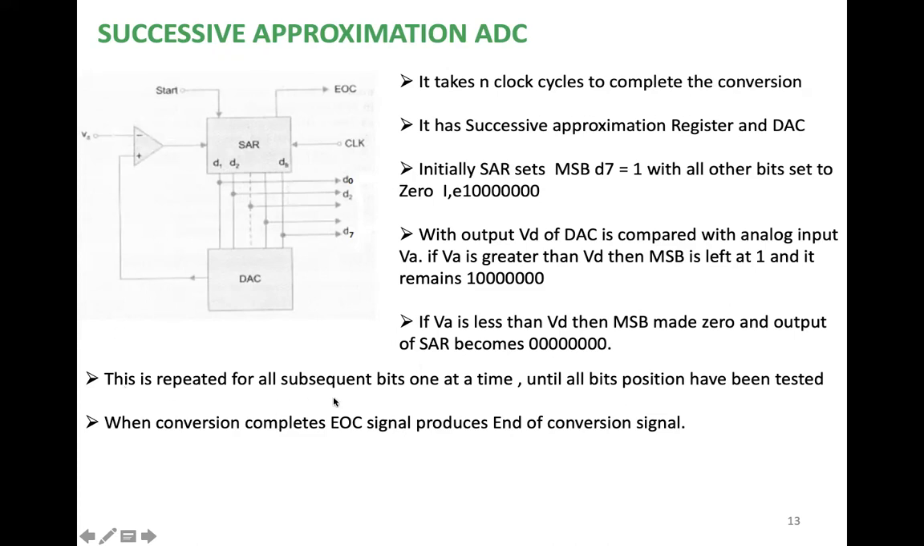This is repeated for all subsequent bits one at a time until all the bits in position have been tested. So this bit will go high, it will check, then this will go high, it will check here, here, here, here. That's why it's called successive approximation. One after the other, it checks and approximates the value. When the conversion completes, the EOC, end of conversion signal, is produced. Once we have finished testing all the bits, EOC gets enabled, then I will know, okay, I have finished this set, I can go with the next set.